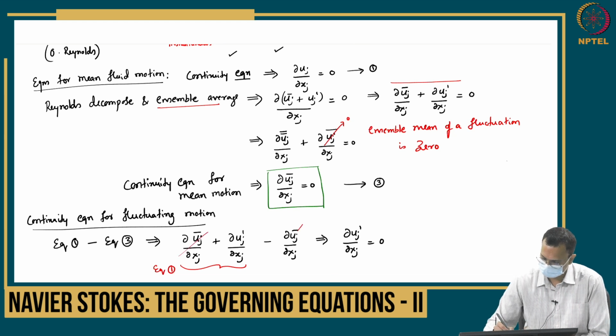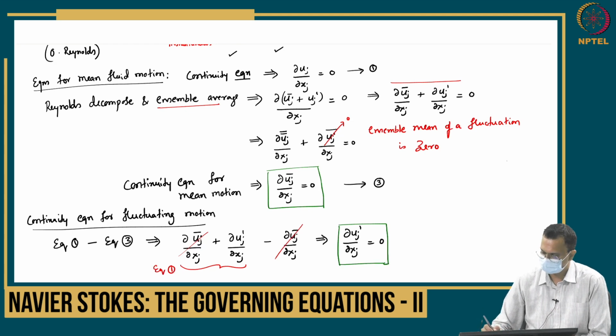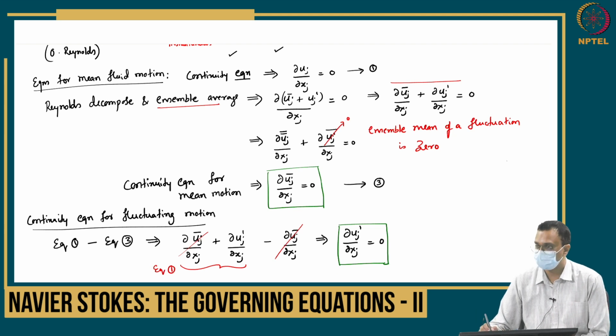Okay, again very interesting. So we have got a continuity equation for the fluctuating motion, also looking similar to equation 1 and 2. So we will see in the next class whether something similar happens to momentum or some surprise is going to be there. Okay, fine, thank you.